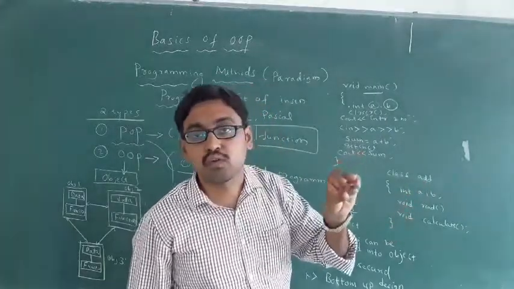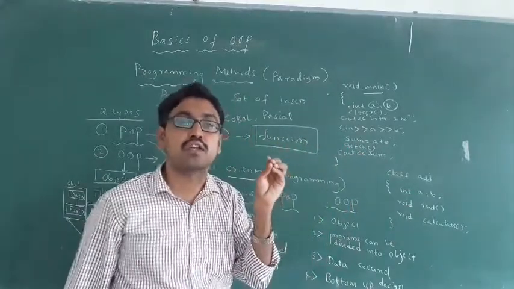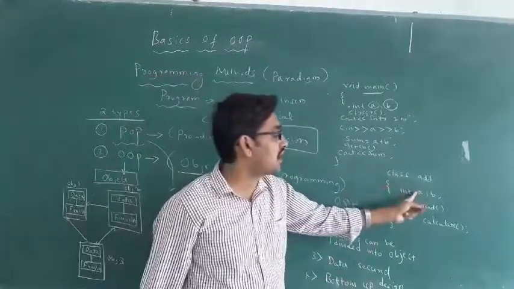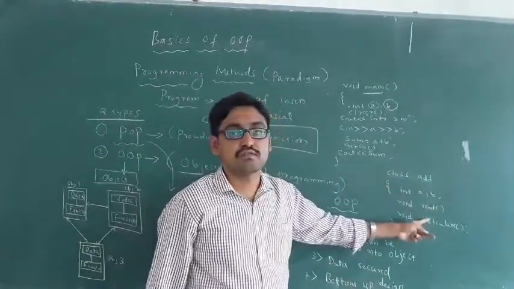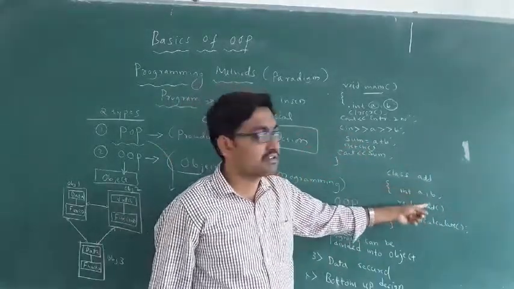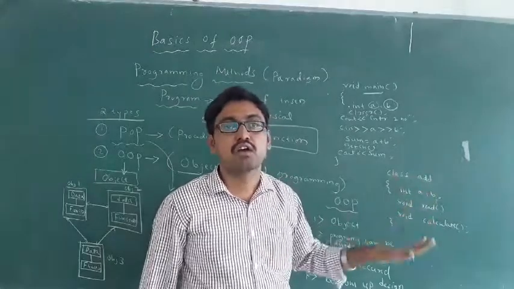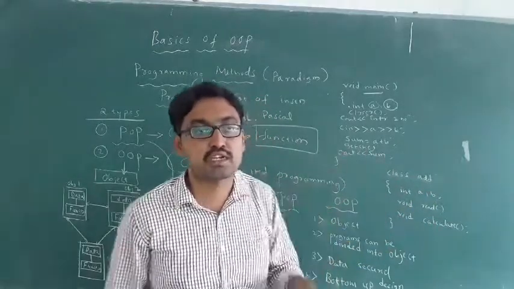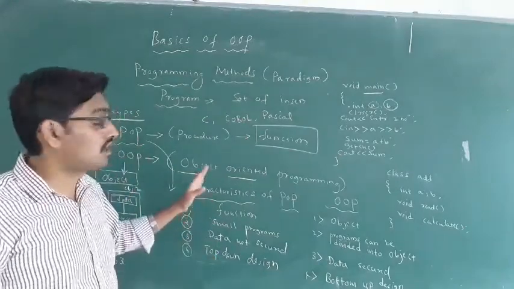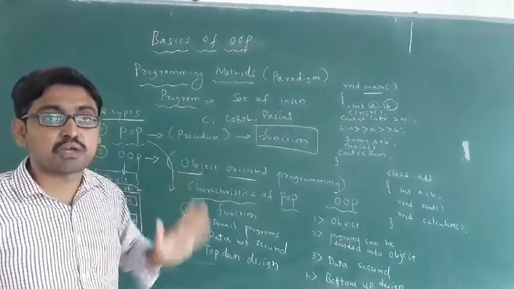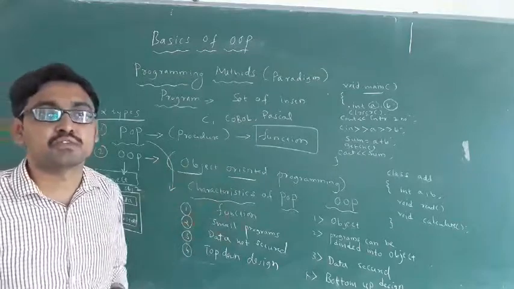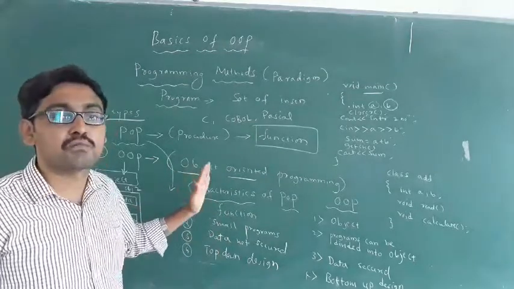Then what is an object? Object means it is a real world entity which has data and functions. These are nothing but data, these are functions. In a program, if you use data and functions, or objects, that is called an object oriented programming language, which means the problem can be viewed in terms of objects.